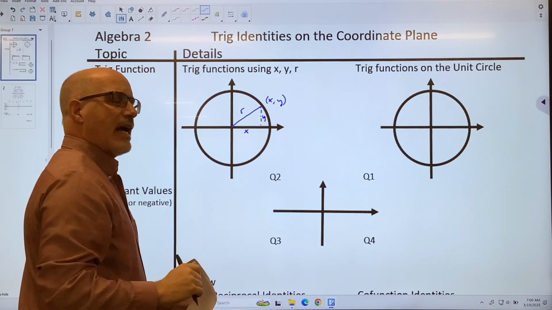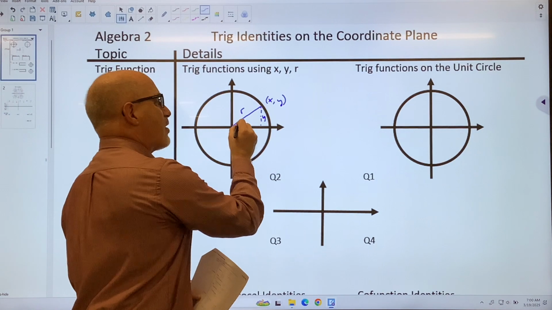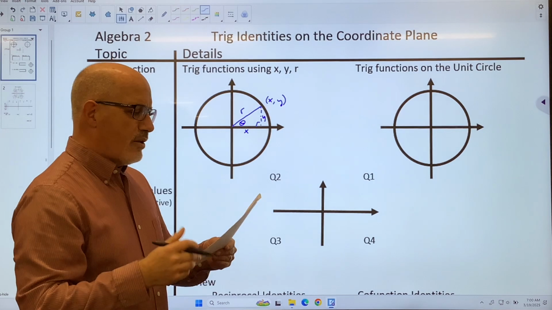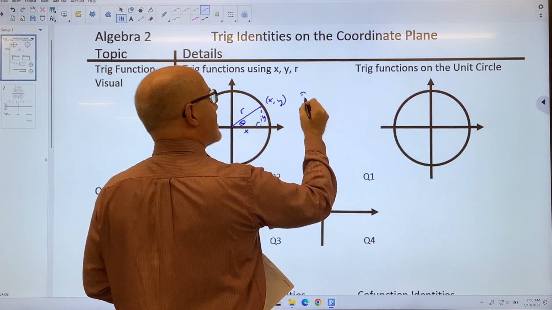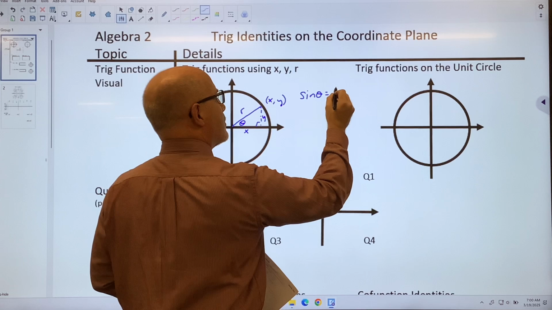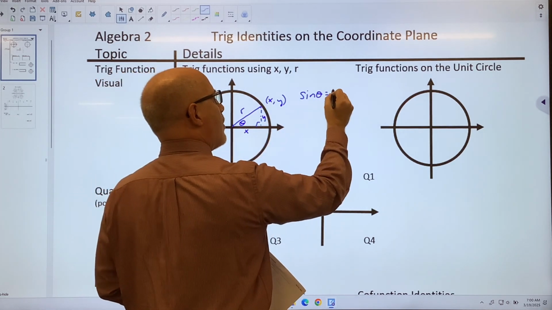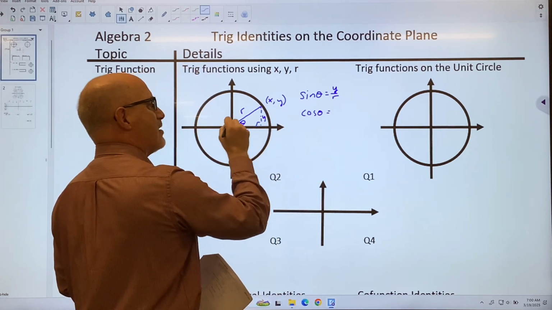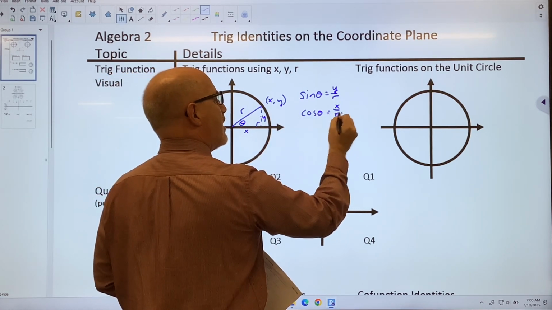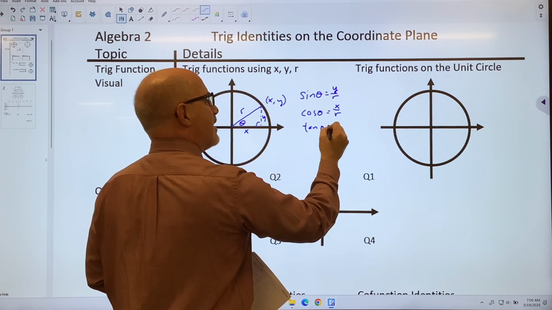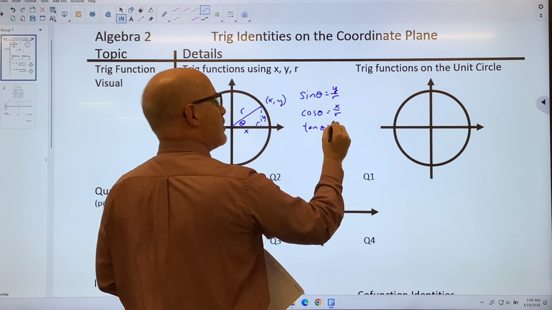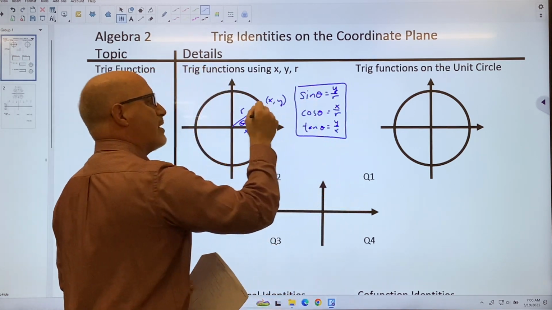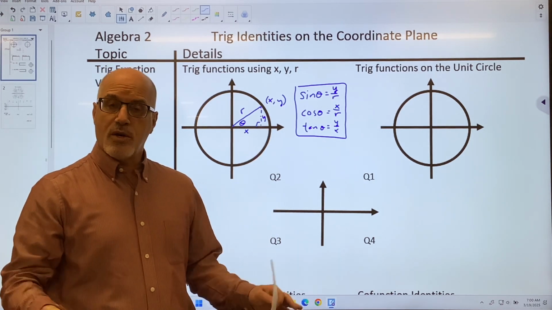Now notice that if we have those values here, if this is our theta here in the triangle that we have, because it's a right triangle, we can use our trig identities to say that sine of theta is equal to the opposite over the hypotenuse, so y over r. Cosine of theta is equal to the adjacent over the hypotenuse, which is x over r. And tangent of theta is equal to the opposite over the adjacent, which is y over x. So these are how we use the coordinate system to find sine, cosine, and tangent.